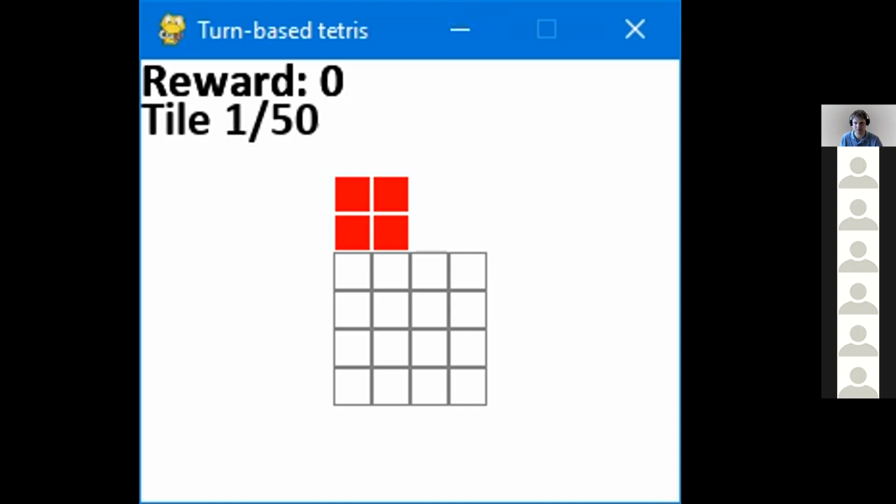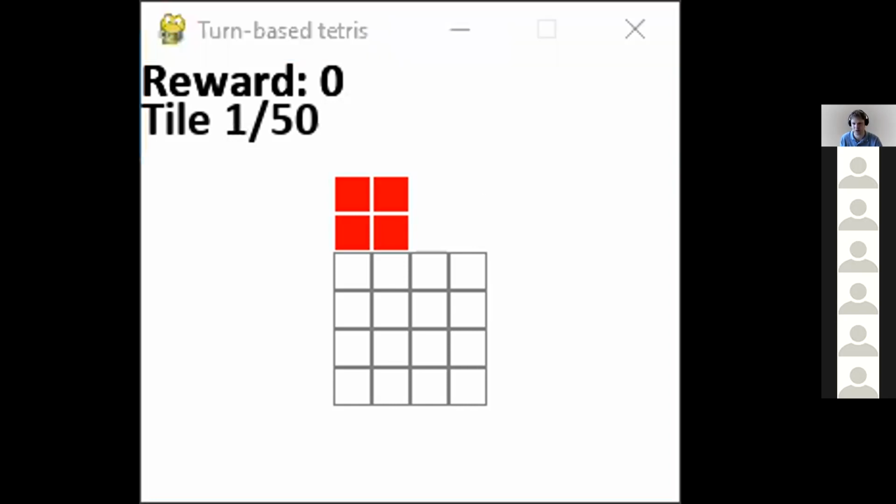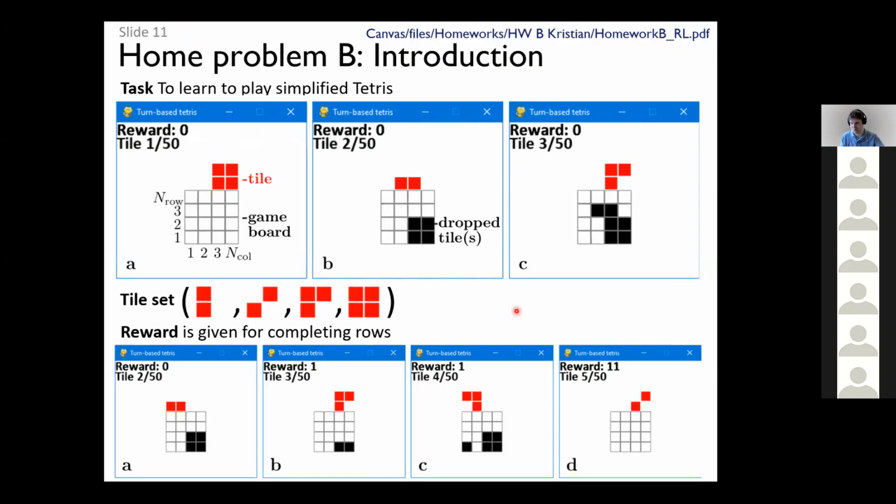So that's the game that you will try to solve if you choose this home problem. As has been said before, there are 4 home problems and you need to solve 3 of them. And there are 4 different tiles in this game. So you have a tile set of these 4 tiles, and you get the reward for completing rows.